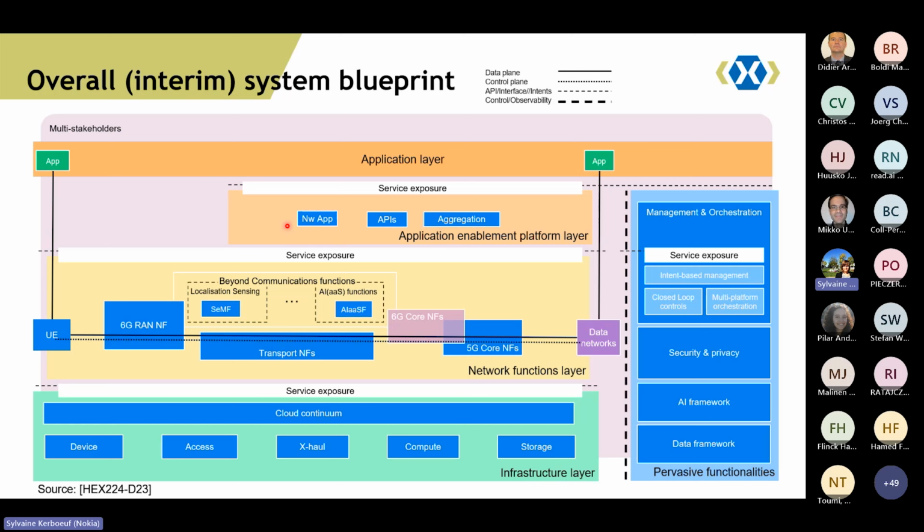It provides some network applications that exploit data from the network. It provides also a simplified or abstracted API from both the network service and the management and orchestration service, so developers can use them without the need to be telco experts. And also, as in 6G there will be multiple 6G service providers, we have this aggregation providing the ability to compose multiple services from multiple providers.